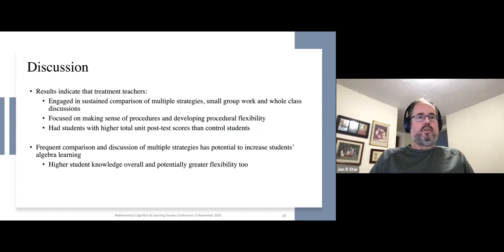So finally, these results we feel do indicate or suggest that treatment teachers engaged in sustained comparison of multiple strategies, small group work, and whole class discussion, as we hoped they would as a result of our PD. In their teaching, the teachers did focus on making sense of procedures and developing students' procedural flexibility, and doing those things had the result of producing students with higher total unit post-test scores than control students for this 1 unit. We take away from this that frequent comparison and discussion of multiple strategies has the potential to increase students' algebra learning, and that's a very exciting result for us.